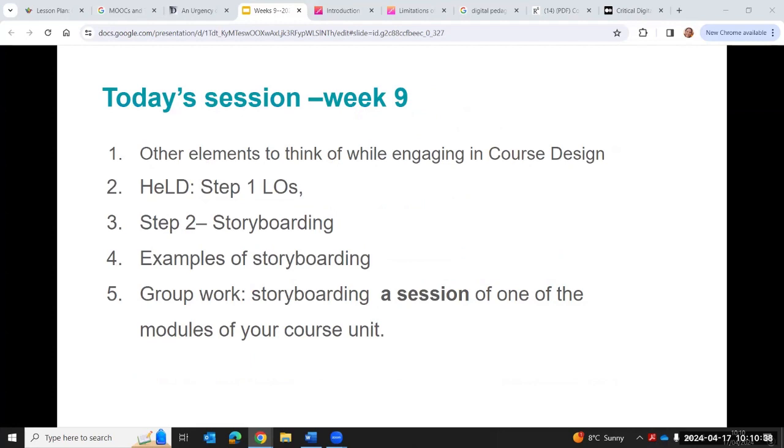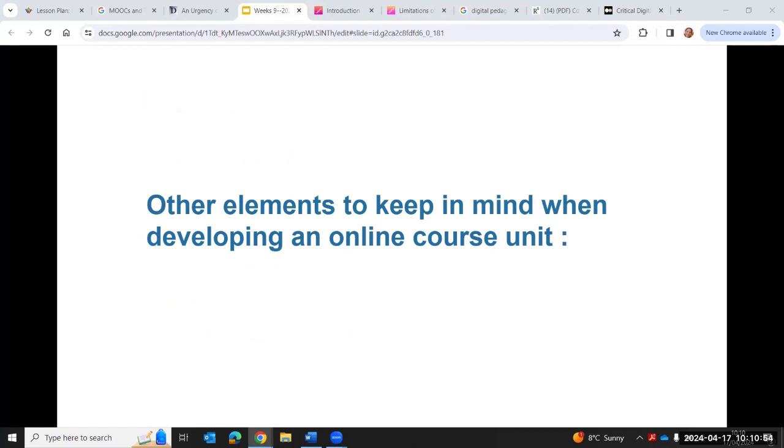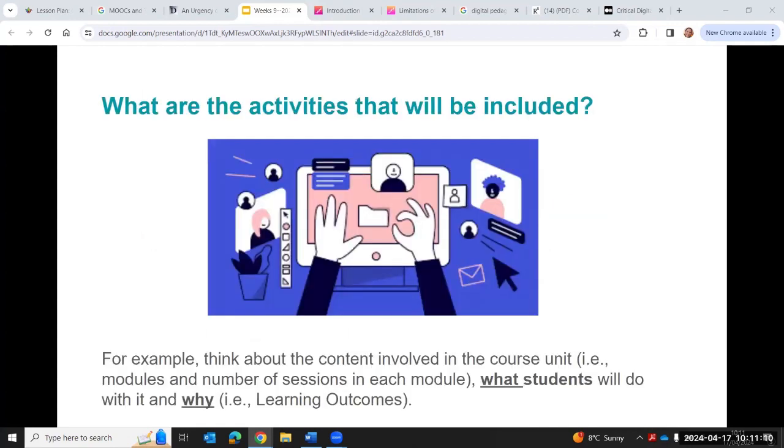Let's then get started to talk about other elements that we need to keep in mind when we are thinking about course design. Last class, we talked about models, but there are other things that we always need to keep in mind. These are things that we have discussed before, but it's just a good reminder of what we really need to have handy in our minds, somewhere written, so that we are also thinking about those details. Just, simple, what activities you are going to be including.